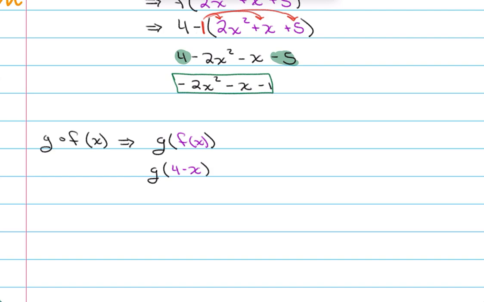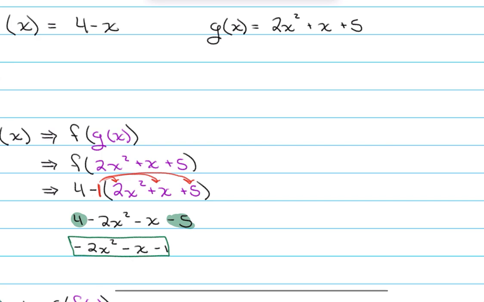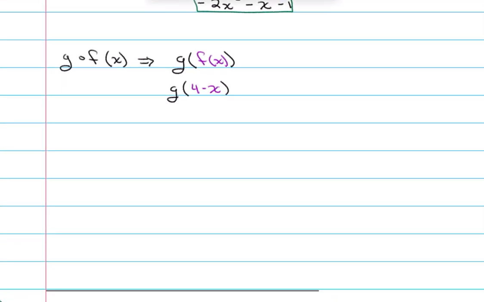Okay, so if we look at g, we have 2x squared plus x plus 5. So I have 2x squared, so instead of an x, I'm going to do 4 minus x, squared, plus x, so plus 4 minus x, plus 5. So everywhere I had an x, I plugged in a 4 minus x. Okay, so now we do the cleanup process.